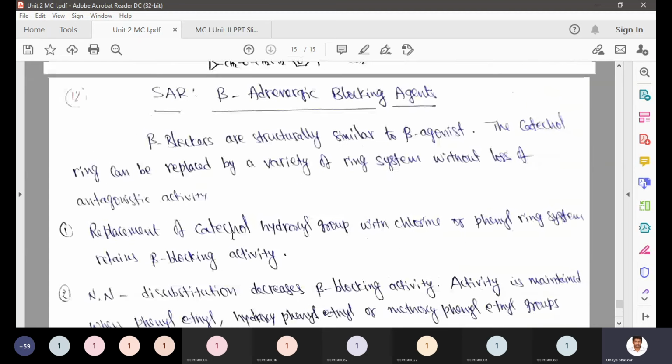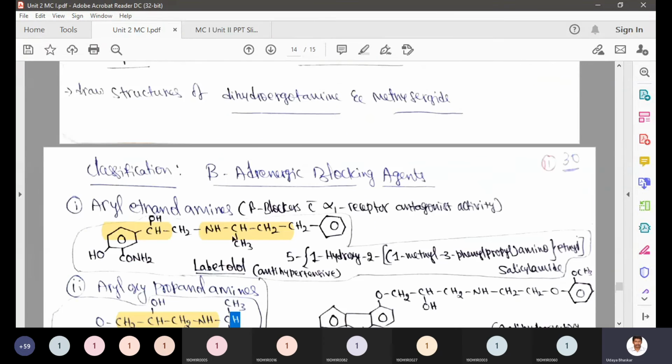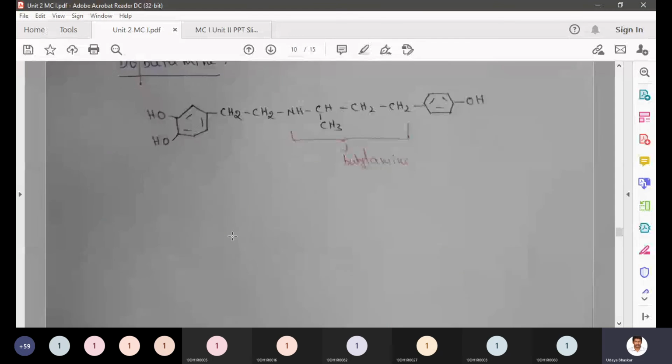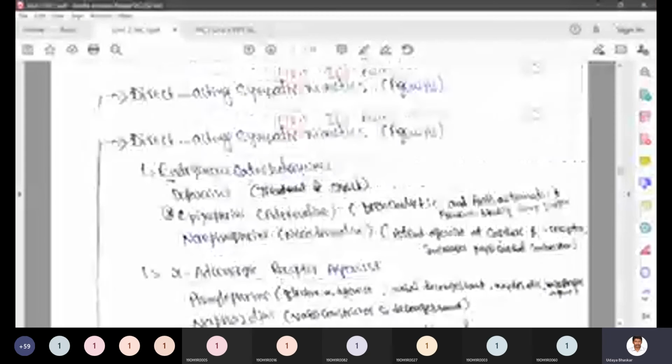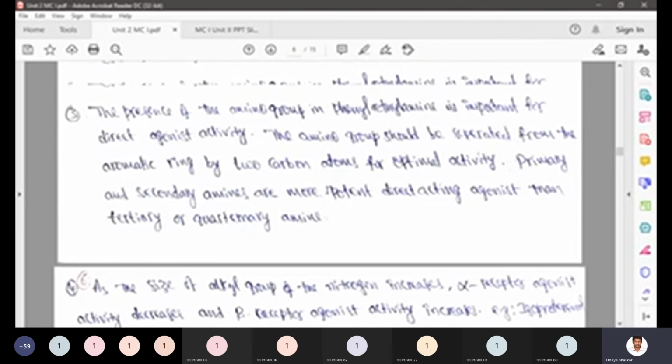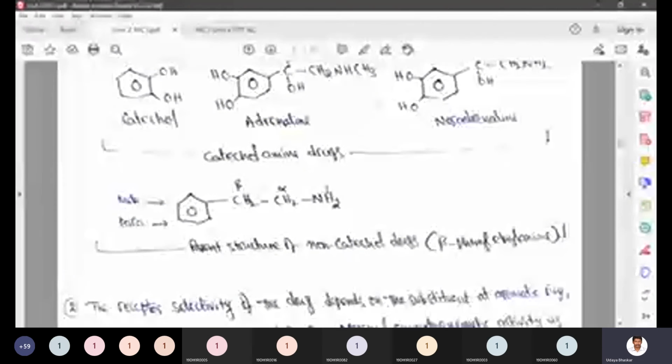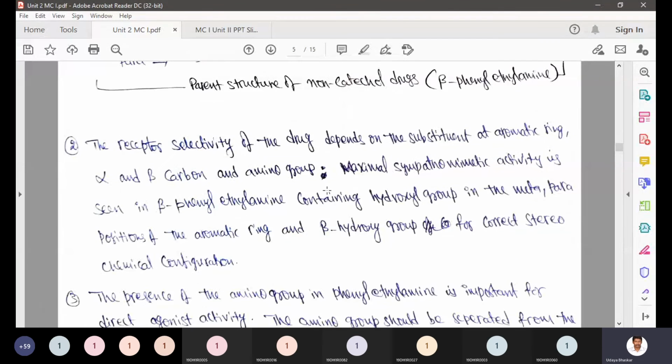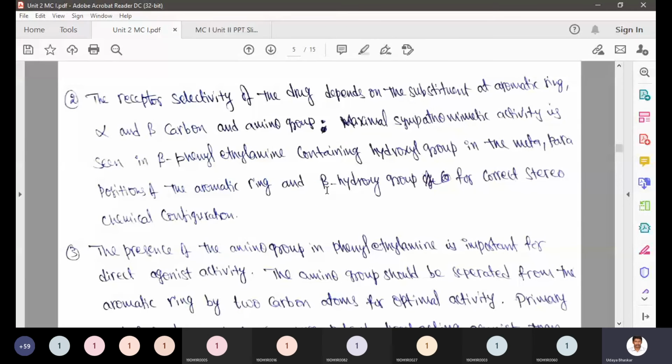So I might have not discussed elaborately the SAR of sympathomimetics, right? So let us see that too. So they are majorly catechol containing and non-catechol containing. So the receptor selectivity of the drug depends on the substituent at aromatic ring, alpha and beta carbon and amino group. So wherever the substitution, maybe the catechol, maybe the ethylene side chain, maybe the amino group. Okay, but this basic structure is very much important for receptor selectivity.